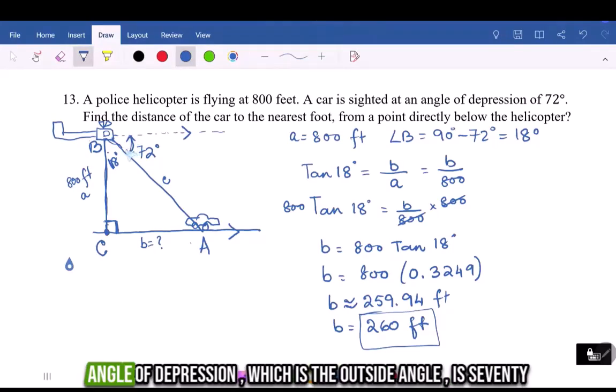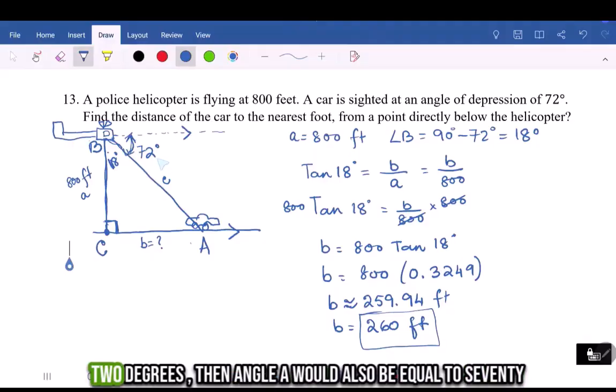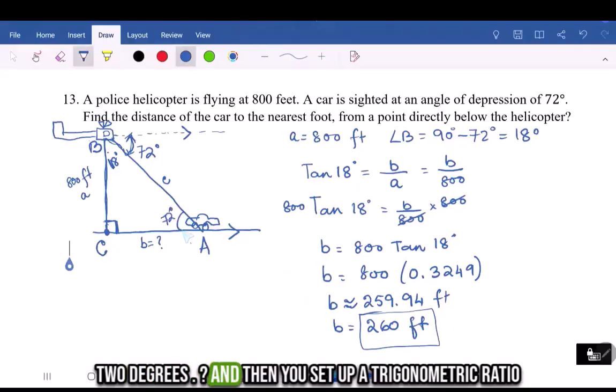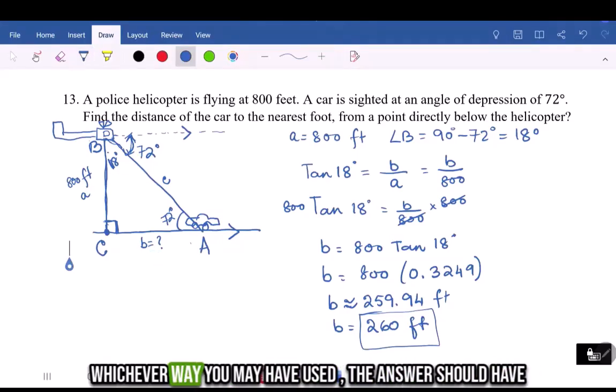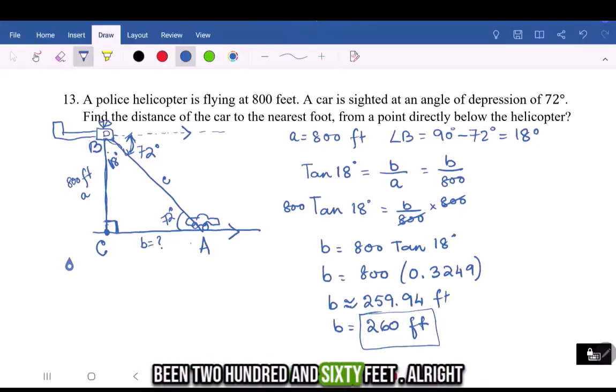Therefore, if this angle of depression, which is the outside angle, is 72 degrees, then angle A would also be equal to 72 degrees. And then you set up a trigonometric ratio using angle A and its opposite and adjacent side as well. But whichever way you may have used, the answer should have been 260 feet.